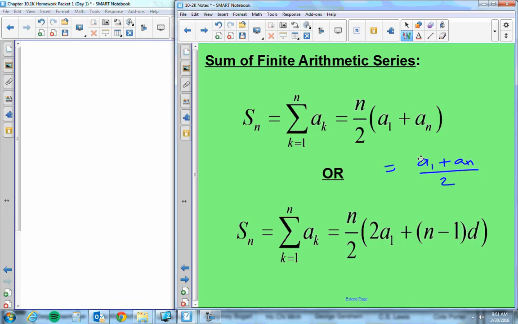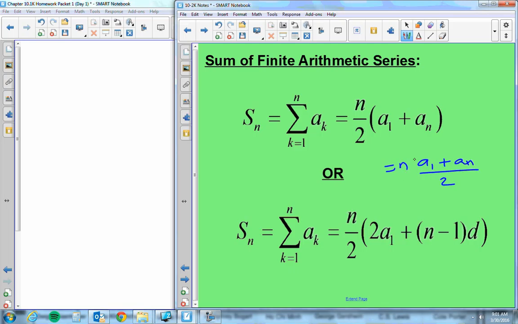What I'm getting at is if I wrote this, you see that this represents the arithmetic mean, the average of the first and last term? Yes? So this formula is really just n times the average of the first and last term. And you can put it in various ways.